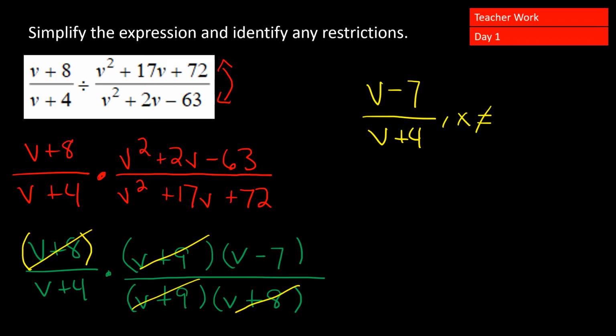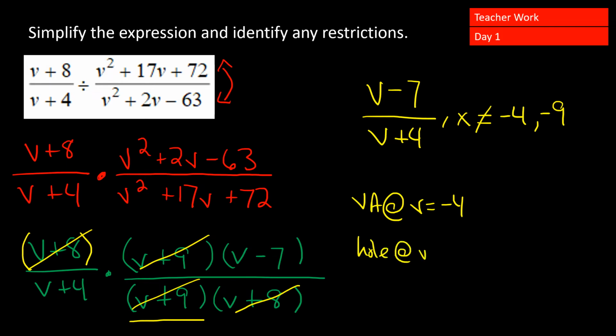It cannot equal negative 4, right? Very simply, if I put a negative 4 in here, that would give me a vertical asymptote, right? We'd have a vertical asymptote at v equals negative 4. It can also not be negative 9. That negative 9 is what we removed here. We would actually have a hole at v equals negative 9. And v can also not be negative 8, because we would have this instance that we removed. We would have a hole at v equals negative 8. Okay.